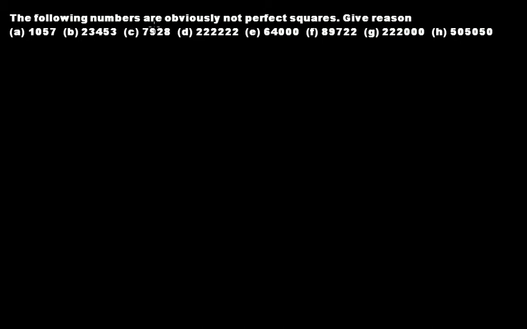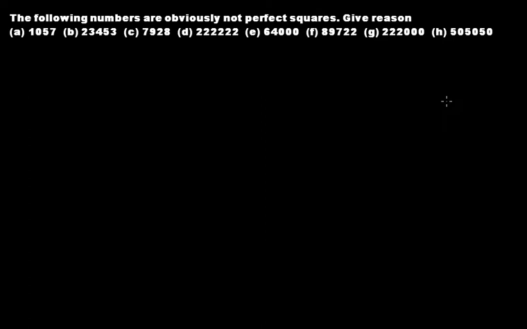The following numbers are obviously not perfect squares. Give reason. So we have some numbers here, and it has already been given to us that these numbers are not perfect squares. But you have to tell why. What's the reason? Now, we have discussed this thing when we were discussing properties of square numbers.